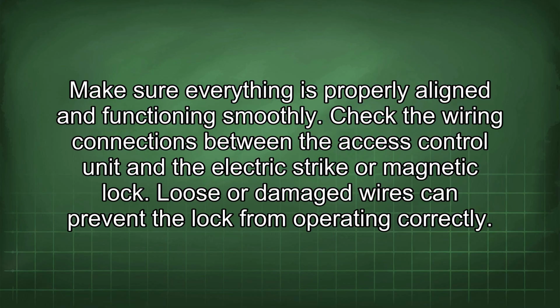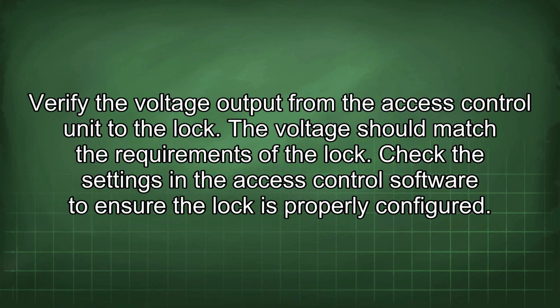Check the wiring connections between the access control unit and the electric strike or magnetic lock. Loose or damaged wires can prevent the lock from operating correctly. Verify the voltage output from the access control unit to the lock. The voltage should match the requirements of the lock.